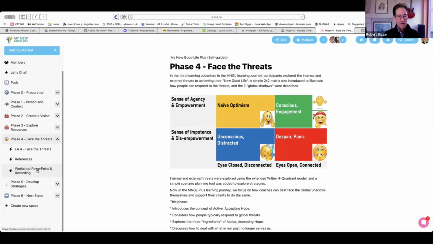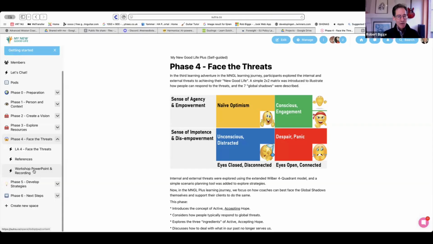So phase 4 was Face the Threats. It was quite a tough phase for many people, facing all the things that are going on in the world. I think over the past couple of years, things have got even more chaotic. I mean, Trump has helped bring home to people some of the challenges that we were anxious about 2 years ago, but many of them are coming to fruition more quickly under Trump's leadership.